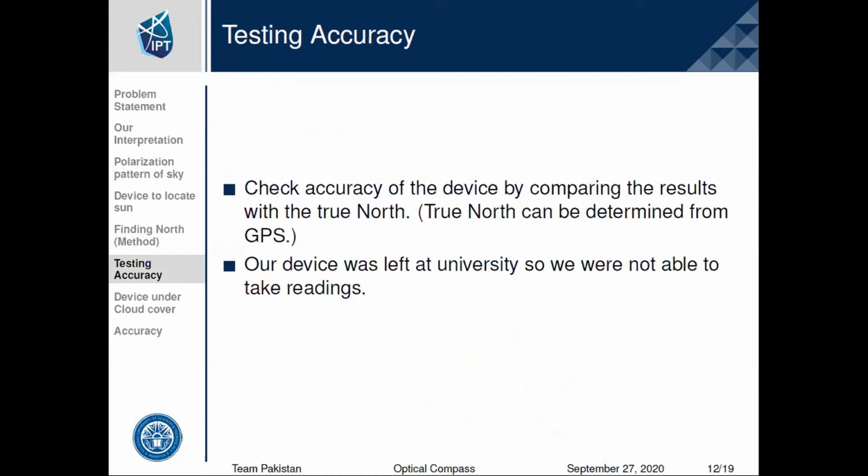But the problem was that the device that we built, we left it at our university when the lockdowns came into effect. So we were not able to test this. Our device is still in our hostel, so we were not able to actually compute the accuracy, but we built the device as we showed earlier.